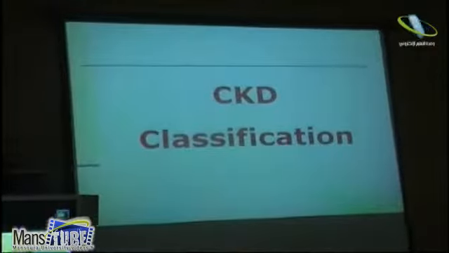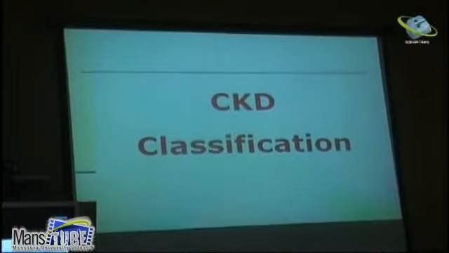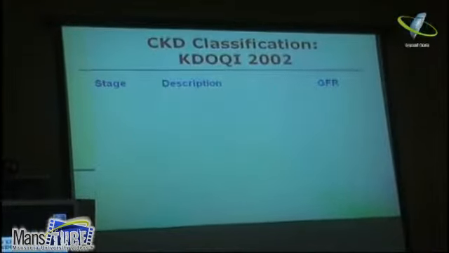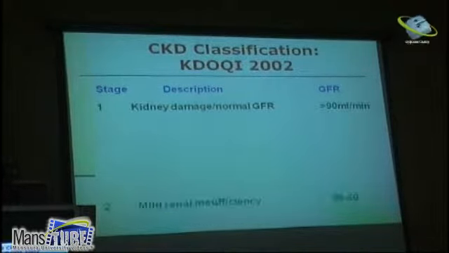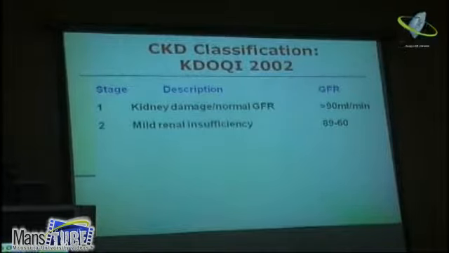So to go on to the classification, I think we discussed some of it, but this is the primary classification of the guidelines. Stage 1, and I think all of you know that if the GFR is above 90, this means the GFR is normal. Why do we consider them as CKD? Because of the presence of proteinuria. Sorry, for persistent proteinuria or hematuria or abnormal ultrasound.